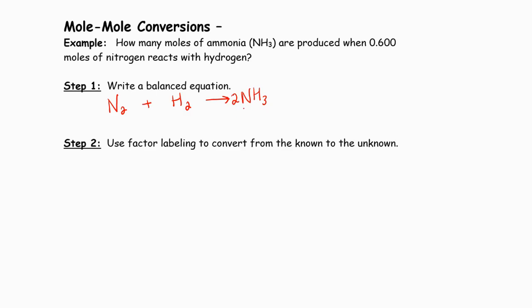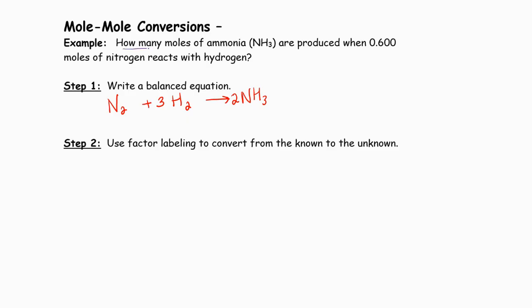Now if I do that, I have 6 hydrogens as a product. So let's put a 3 in front of the H2. And now we've got 6 moles of hydrogen on each side. So it's all balanced. One thing I like to do after I write my balanced equation is write the information that I know from the actual question underneath my equation.